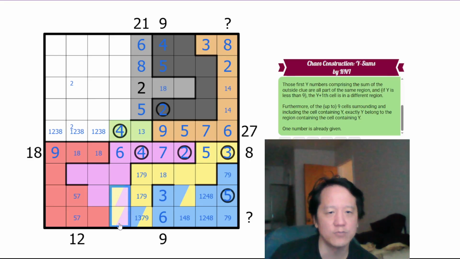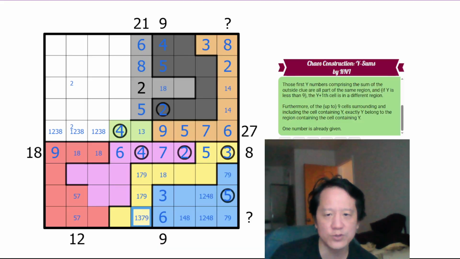Therefore, this cannot reach pink here because it already has 8 cells in it. So therefore, this must be pink. This cannot be pink. It's yellow, which means this can't be blue because the yellow has to orthogonally connect, which means this can't be yellow, so that's blue. So that's done. This is done as a region. This is done as a region.